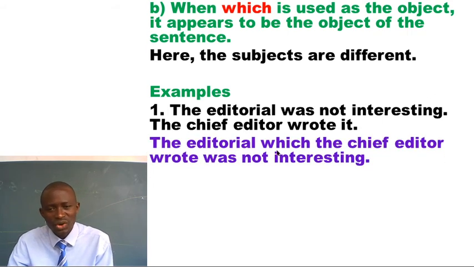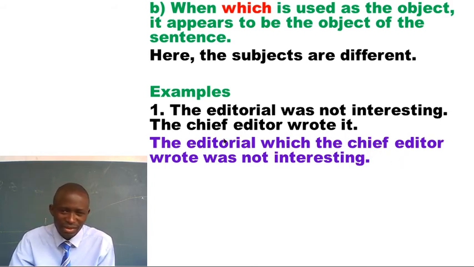We're saying the editorial which the chief editor wrote was not interesting. Let's get back and read. When which is used as the object, the editorial which the chief editor wrote, it appears to be the object of the sentence. What is our object here? What we are talking about, not the doer. What someone has done is our object.